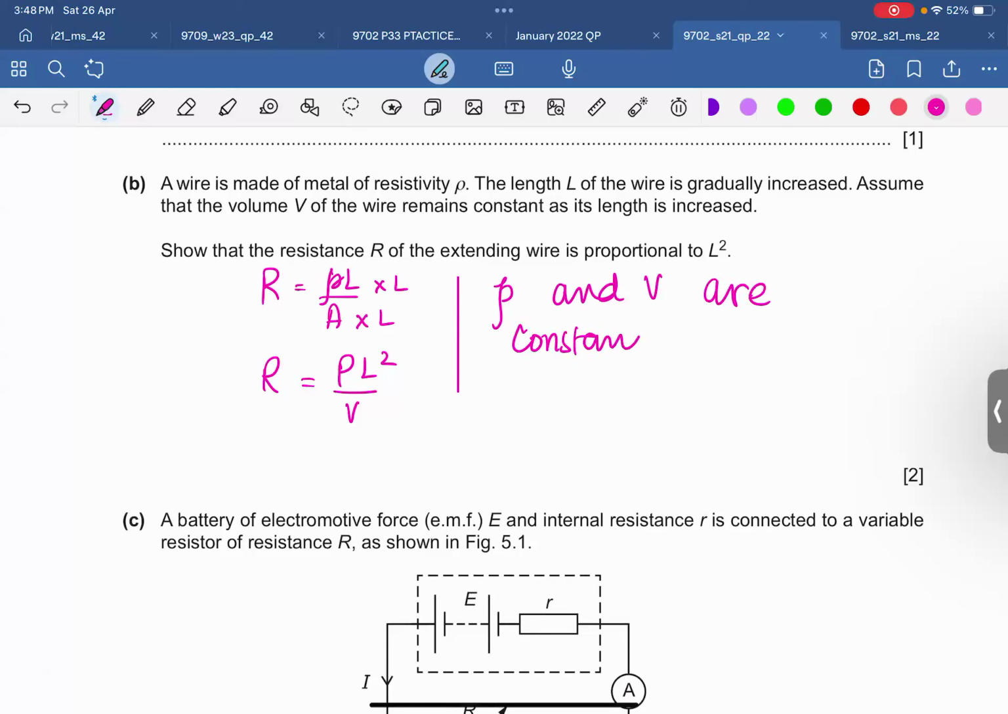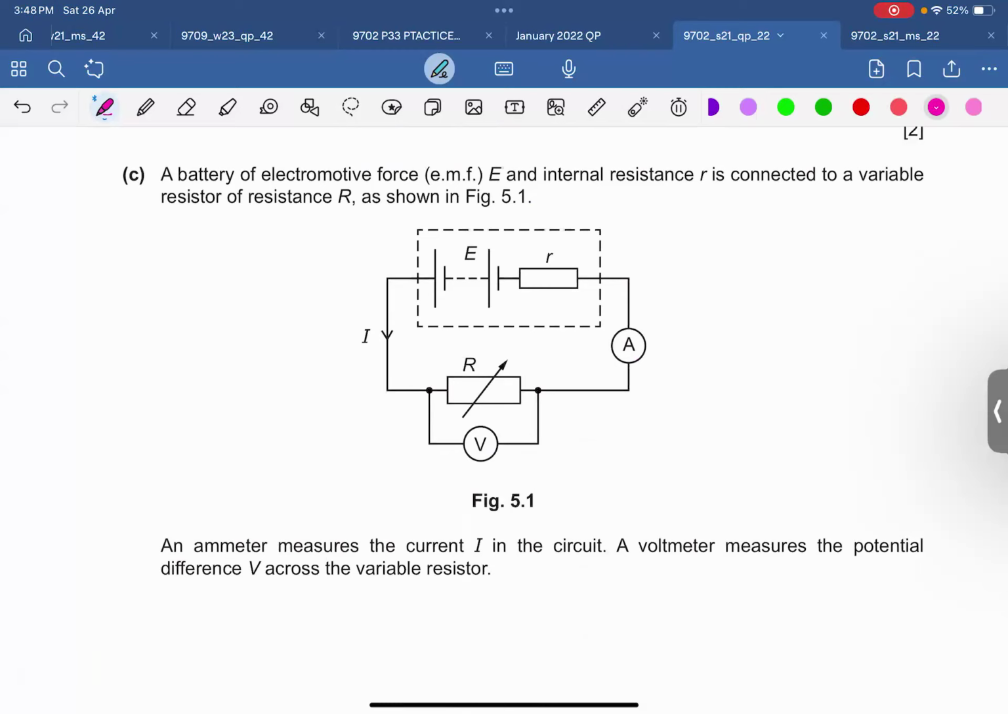The battery of electromotive force EMF E and internal resistance r is connected to a variable resistor of resistance R as shown in figure 5.1. An ammeter measures the current I in the circuit. A voltmeter measures the potential difference V across the variable resistor. Okay, that's done.